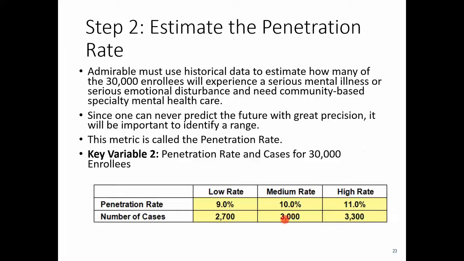So if we had a 10% penetration rate, what that would mean is that 10% of the 30,000 enrollees would be presenting for care each year. So of course that's 3,000. 9%, 2,700, 11%, 3,300. So basically we're estimating that between 2,700 and 3,300 of these folks would present for care over the course of a given year. Pretty straightforward.